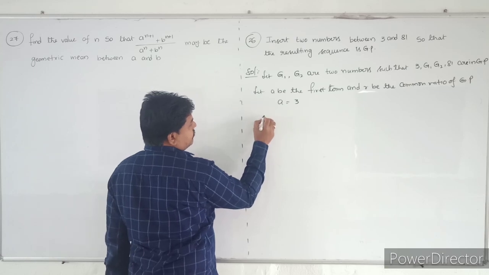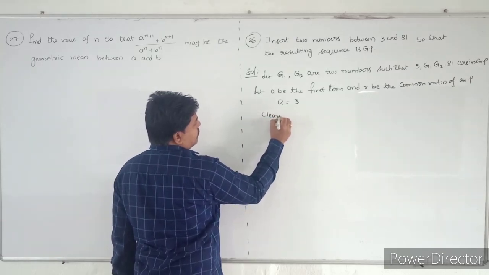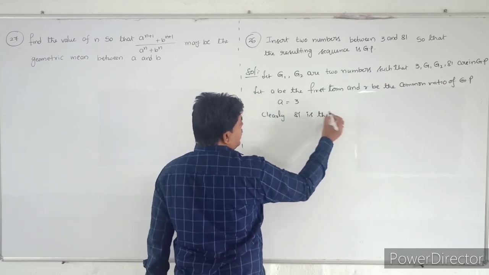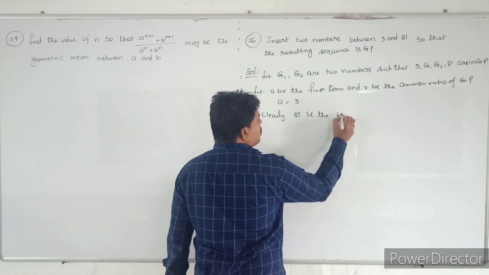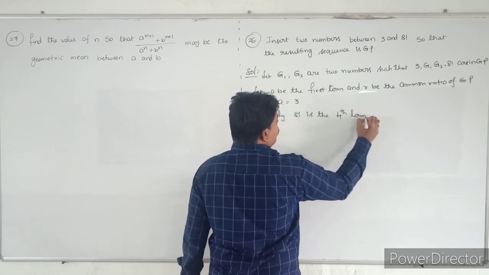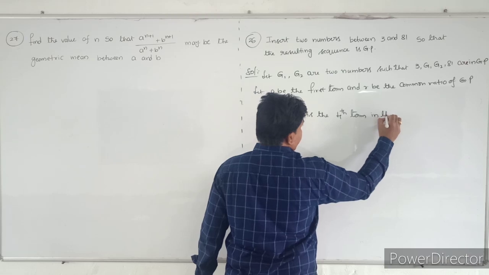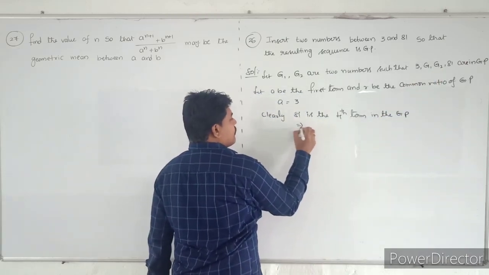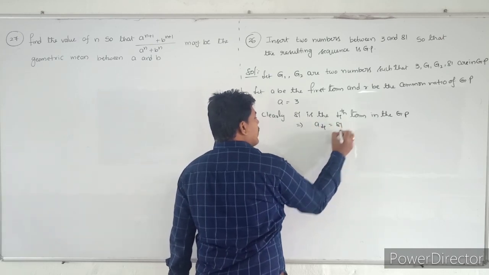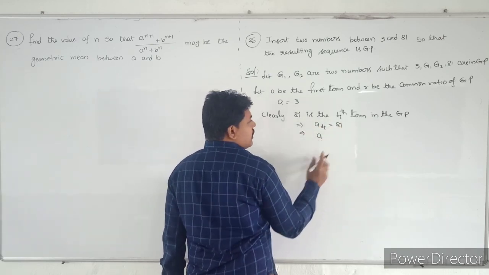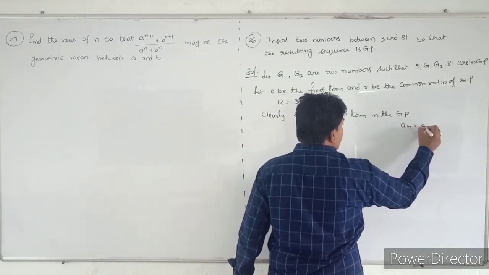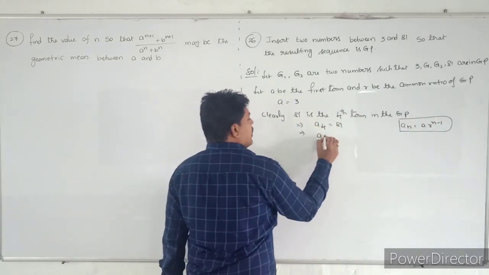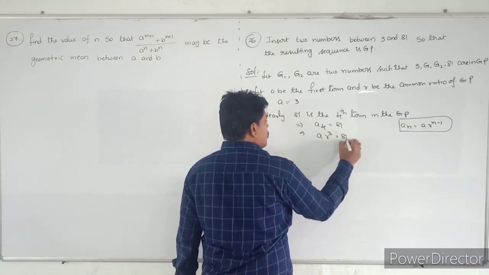Here clearly, 81 is the fourth term in the GP. Yes, 81 is the fourth term. That means A4 is equal to 81. What is A4? An is equal to A into R power n minus 1. So you can take it as A R cube, and that is equal to 81.